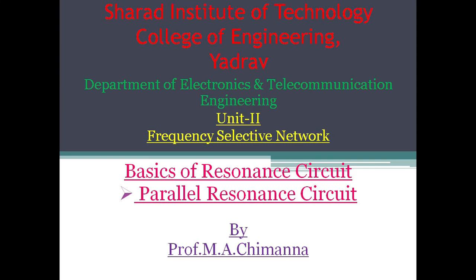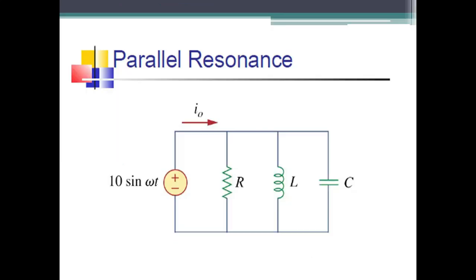Welcome back, students. Today we are going to discuss the next part of the frequency selective network, that is the parallel resonance circuit. In the case of the parallel resonance circuit, we have seen the different parameters, how to find out the parameters of the parallel resonance circuit, as well as the design considerations.